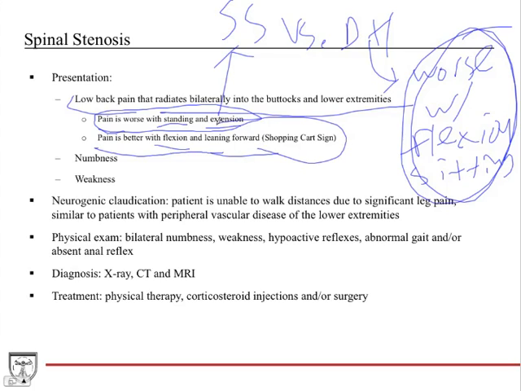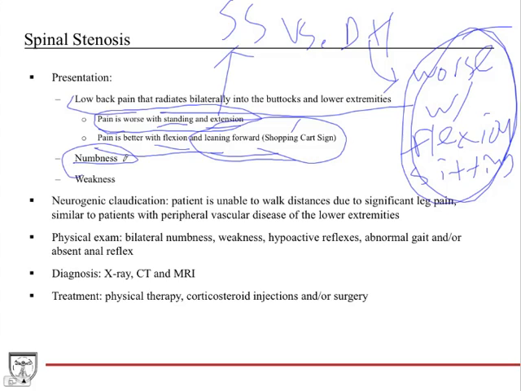Big sign here, and you'll see this in test questions all the time, is someone leaning forward. So 2 examples, it's called a shopping cart sign, because someone says, when I lean on my shopping cart at the grocery store, I'm leaning forward. That makes it feel better, doc. That's a signature sign in a question that it's spinal stenosis. Another example would be an elderly person who walks with a walker. They say, hey, doc, it feels better when I'm leaning forward. Okay? So that would be 2 examples.